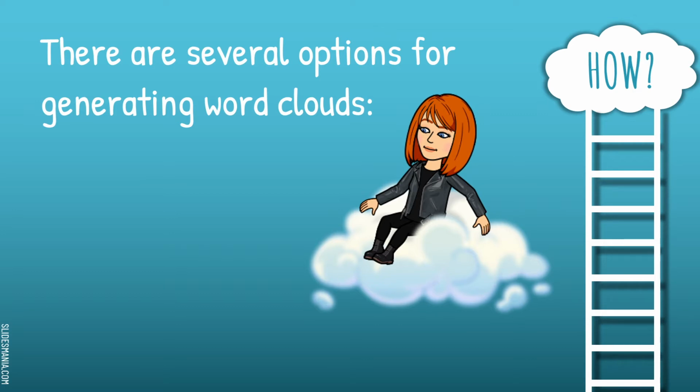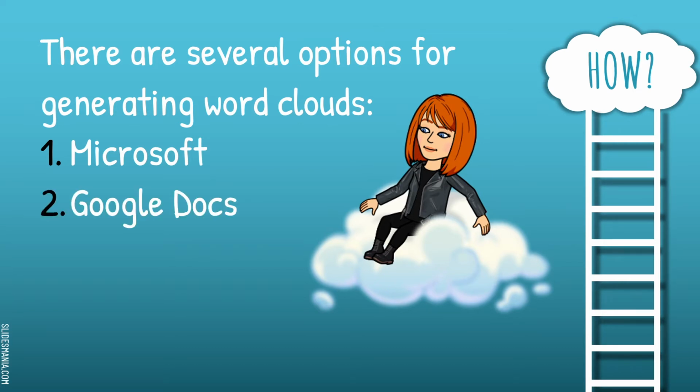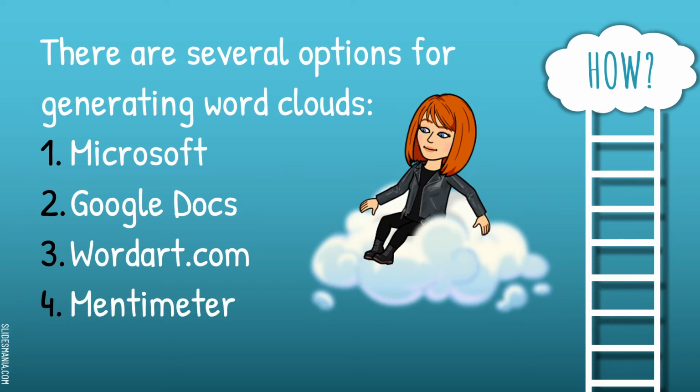So these are the ones we're going to talk about today, and these are ones I'm assuming everyone has access to. The first one is Microsoft Word. So that's something that we will talk about, how you can do it just with a Word document. Google Docs. Everybody usually has a Google account where they can create these. The third one is an actual website called wordart.com. And the last one I already mentioned a little earlier, which is Mentimeter. And all of these are great options, and they are free and easy.